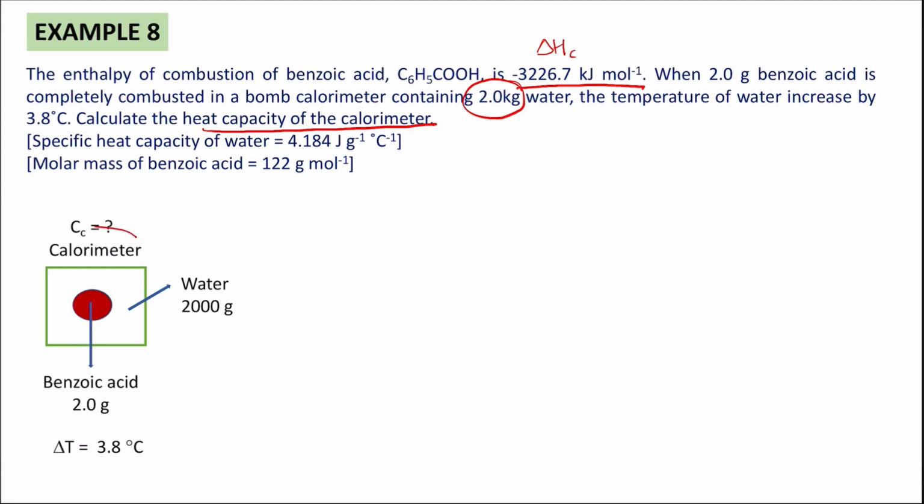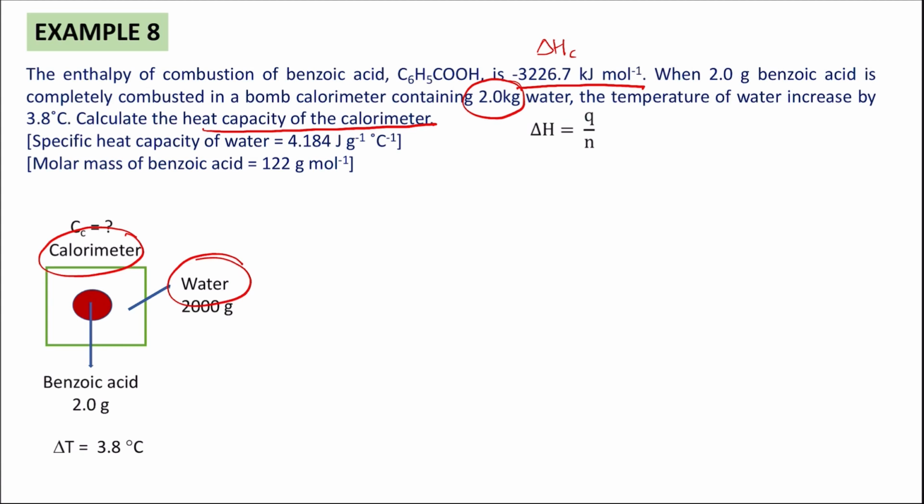Kita ada dua, calorimeter dan juga water. So, dekat sini, apa yang kita akan lakukan, memandangkan information kita ada adalah delta HC. So maknanya kita boleh determine number of mole dahulu berdasarkan mass of benzoic acid. So kita ada this formula.